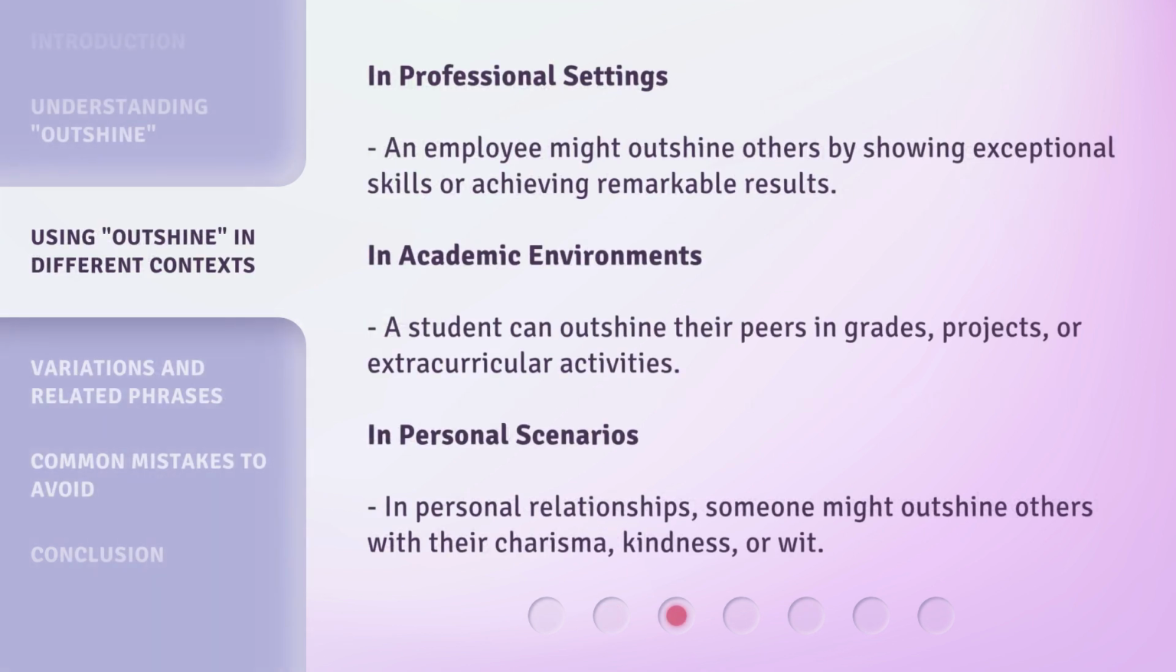In professional settings, an employee might outshine others by showing exceptional skills or achieving remarkable results. In academic environments, a student can outshine their peers in grades, projects, or extracurricular activities. In personal relationships, someone might outshine others with their charisma, kindness, or wit.